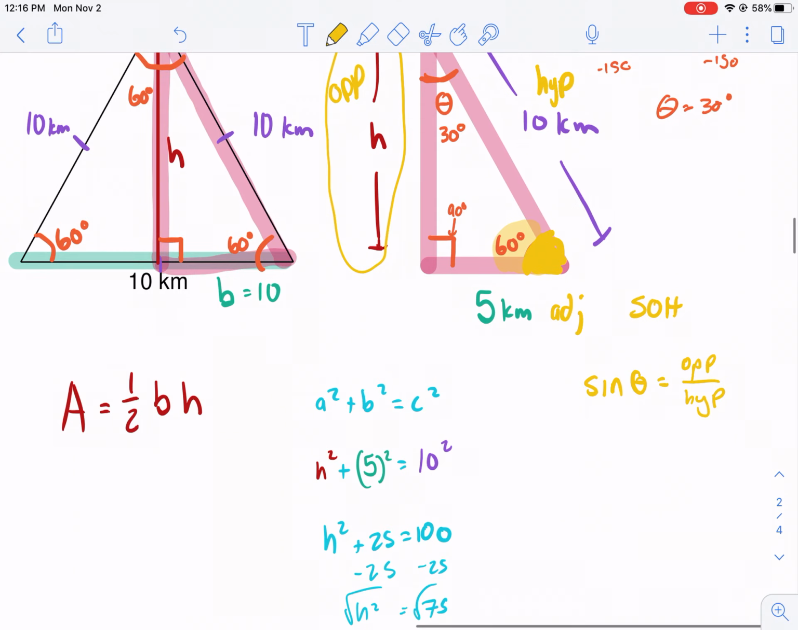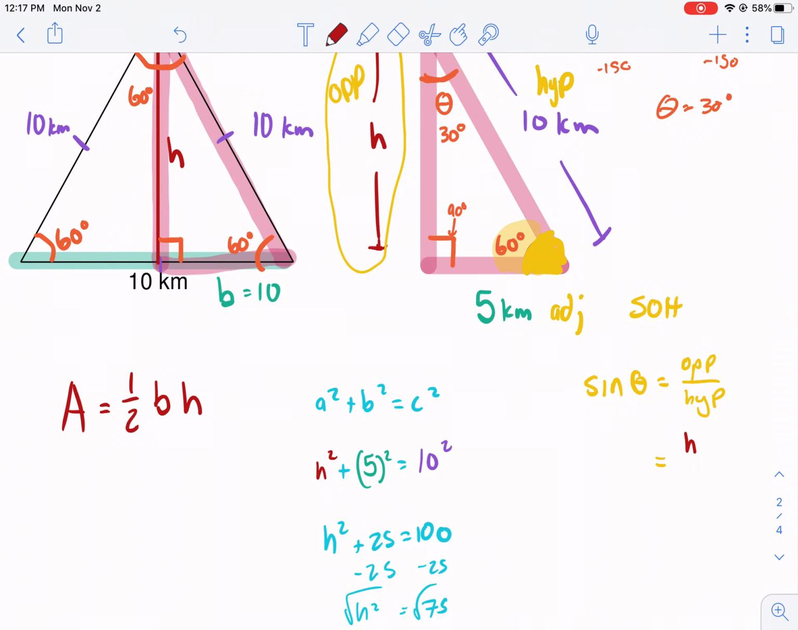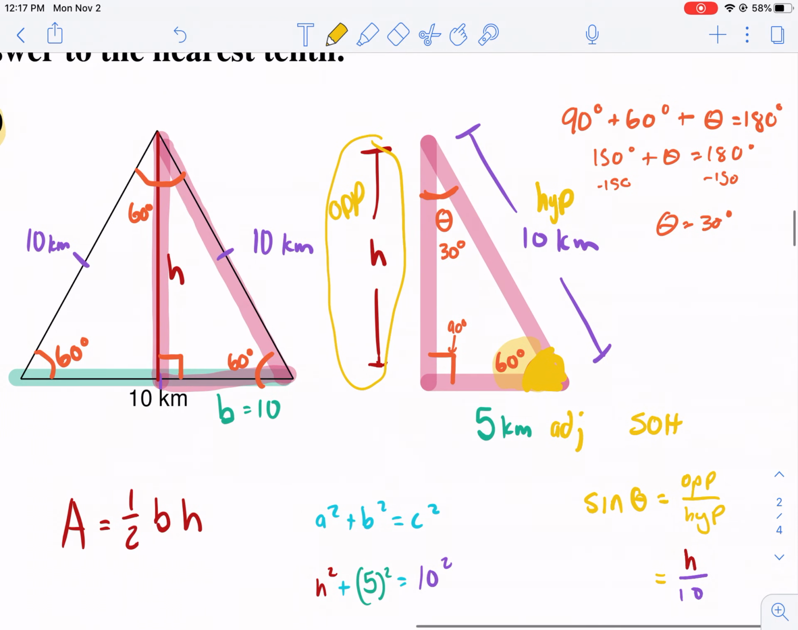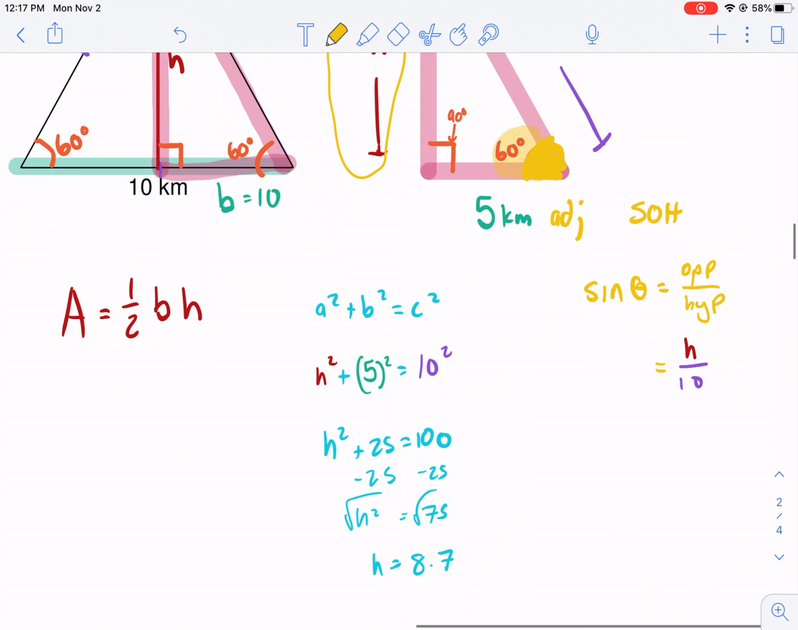Okay, so the opposite side, we don't know it, but we want to find it, is equal to h. We know the hypotenuse is 10. And we know our angle that we're choosing, this is our reference angle, this is different than what we did up here. Up here I'm just showing that you can find the third angle if you want to use that angle for trigonometry. But we can just choose the 60 degree angle.